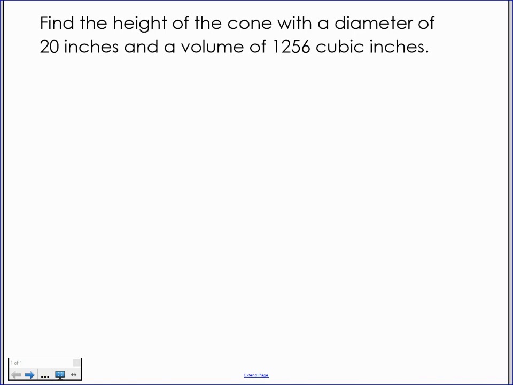All right, so today we're going to find the height of a cone that has a diameter of 20 inches and a total volume of 1,256 cubic inches. So the first thing you should do is sketch a quick picture of a cone so we can get an idea of what we're looking for.